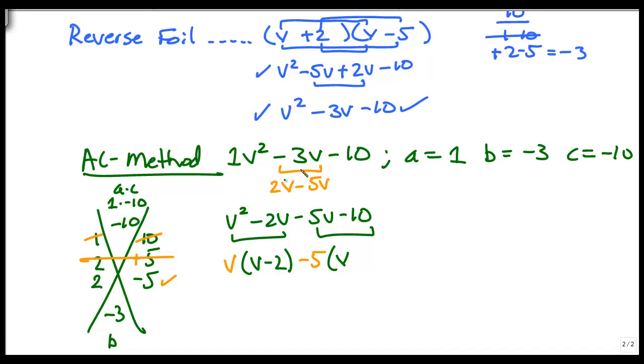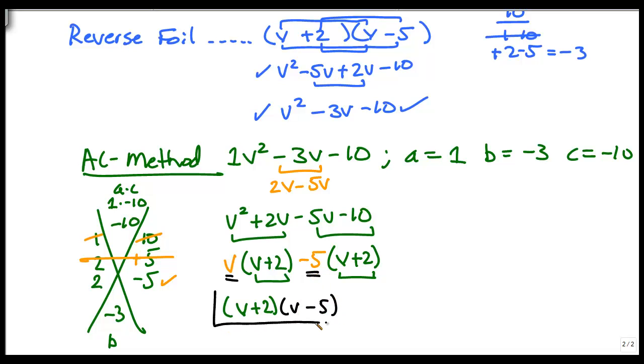Okay, I see what happened here. I copied this down wrong. This is a positive 2v, so there should be a plus sign here and here. If I factor out a negative 5, I'm left with v plus 2. Negative 5 times v is a negative 5v. Negative 5 times 2 is a negative 10. Now my GCF in each group is v plus 2. And if I factor out a v plus 2, my remaining factor is a v minus 5. So this is my factored form.